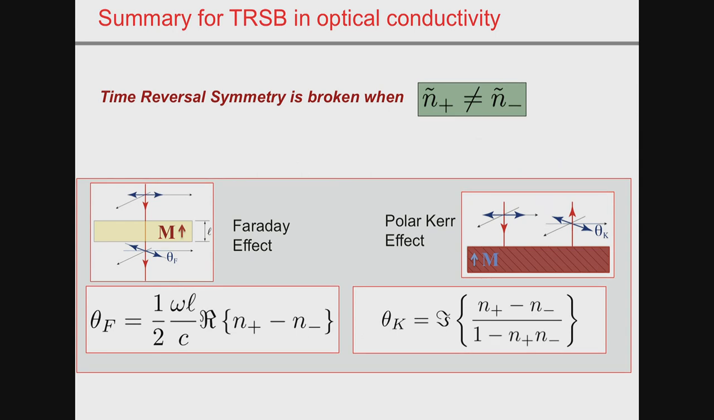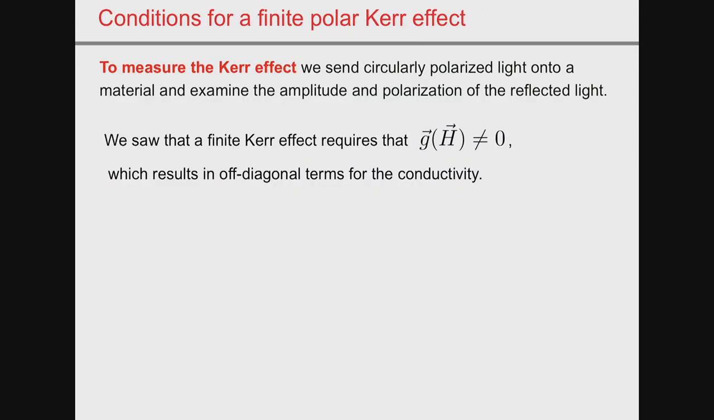Okay. So what do we conclude? We conclude that when time reversal symmetry is broken, we have indices of refraction for right and left circularly polarized light that are different, and we can measure one of two effects: the Faraday effect, where I go through the material and look at the rotation of the polarization, and the Kerr effect, in which I go in reflection.